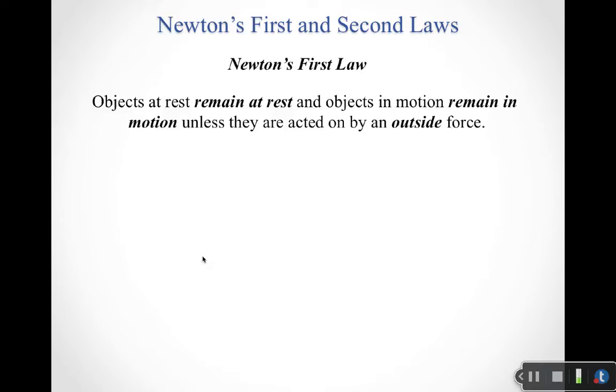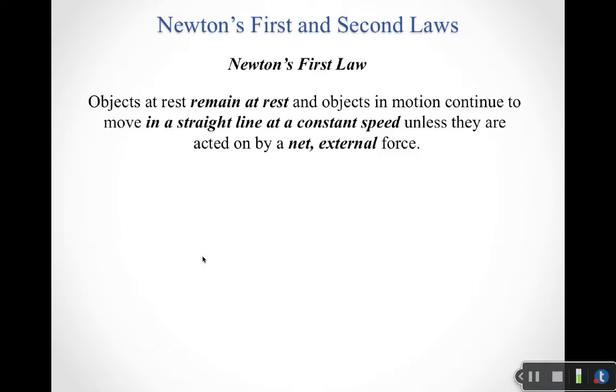So we tend to think of Newton's first law as: objects at rest remain at rest and objects in motion remain in motion unless they're acted on by an outside force. There are a couple important details that get swept under the rug here. So probably the better way to think of Newton's first law would be: objects at rest remain at rest and objects in motion continue to move in a very special way, in a straight line, at a constant speed, unless they are acted on by a net external force.